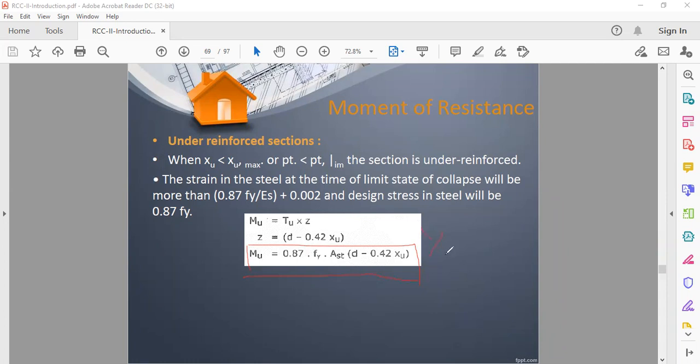So you will be able to see this moment of resistance for the balance and under-reinforced section. How to calculate this? You don't need to derive it again. In that case, you have to remember it, or just go through the IS code, where you will be able to see that formula. So what are the different parameters on which this moment of resistance depends?